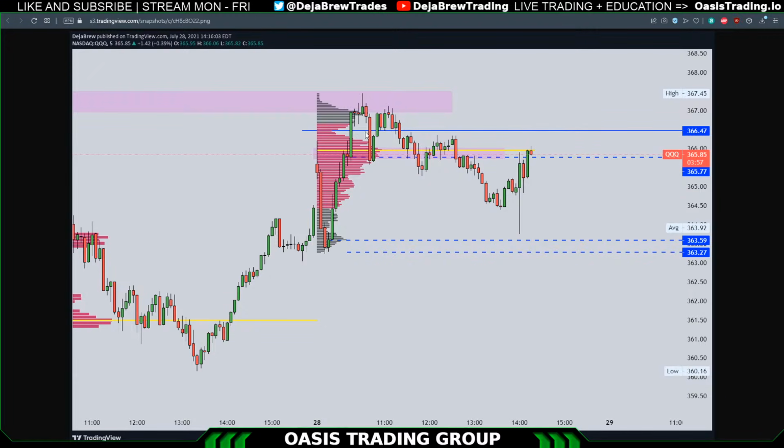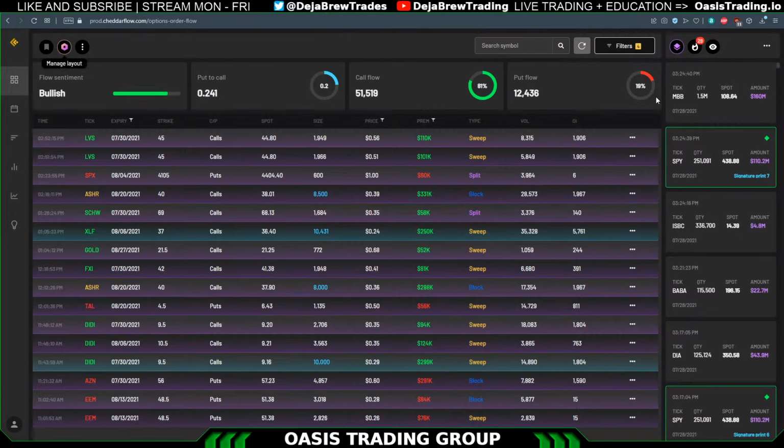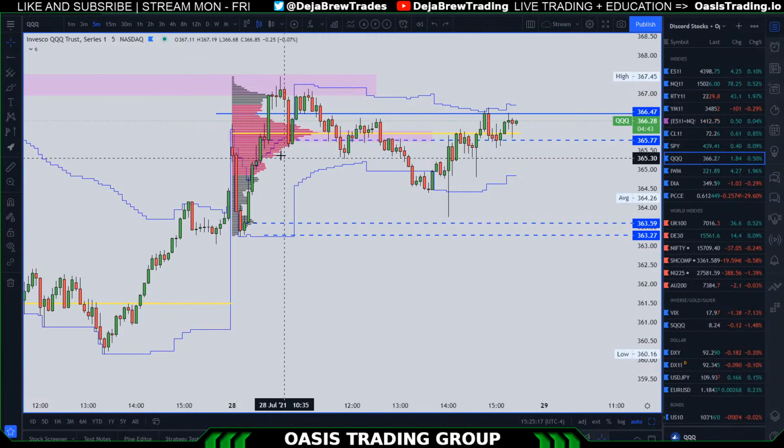And then I also noted there's a gap right here. There's a gap around 366.50. So I said in Discord, if you broke the POC, you would be looking for that gap. And then if you break the gap, you're looking for 368. Okay, let's get rid of these, and then we'll go over some examples with the chart.